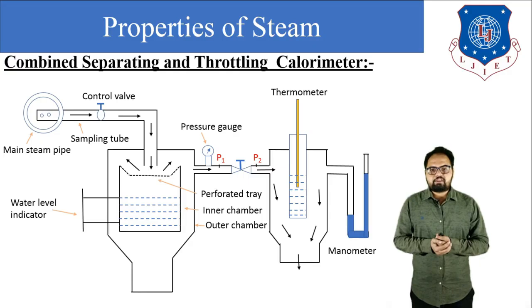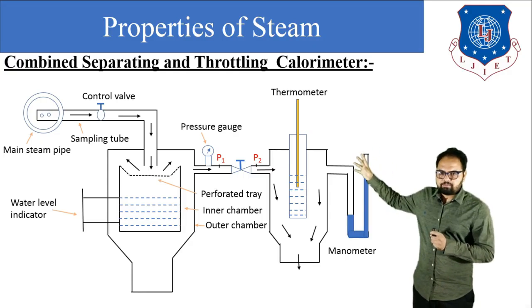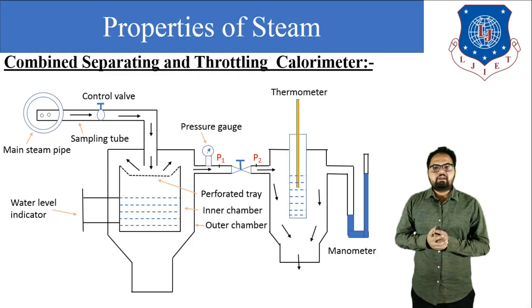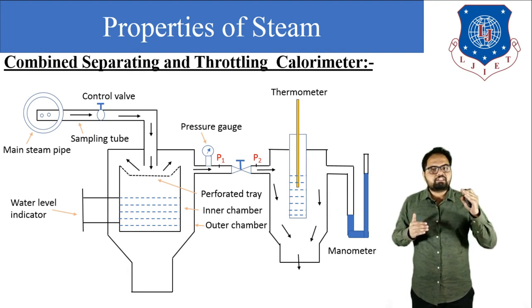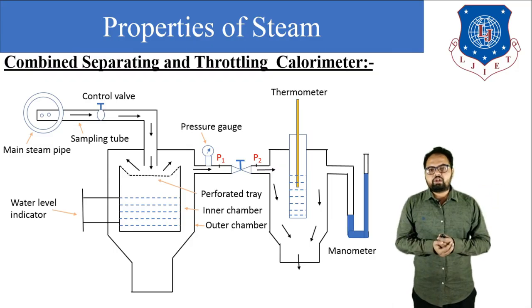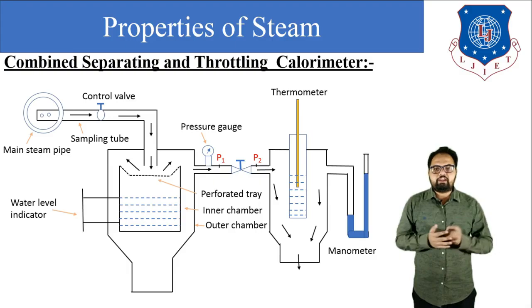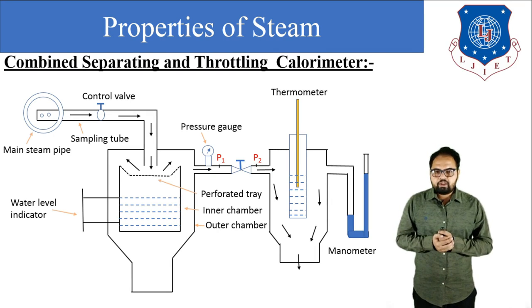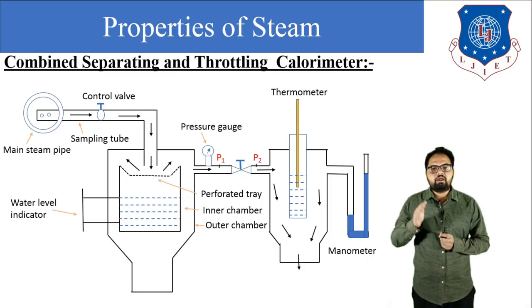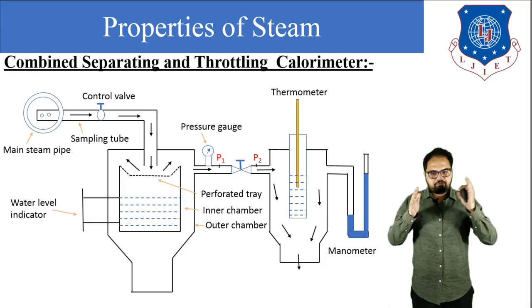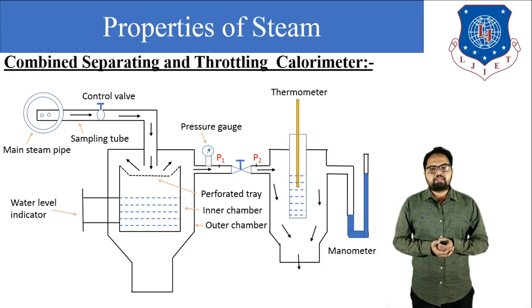The arrangement of this calorimeter is, you can see that from the main steam line the steam sample tube is inside the separating calorimeter, and in this separating calorimeter the water particles are separated and only dry particles are allowed to enter inside the throttling calorimeter. Before entering the throttling calorimeter, a throttling valve is installed for the throttling purpose. Before the throttling valve, a pressure gauge is installed to measure the pressure of the steam before throttling, and after throttling a manometer is used for measuring the pressure of the steam after throttling.